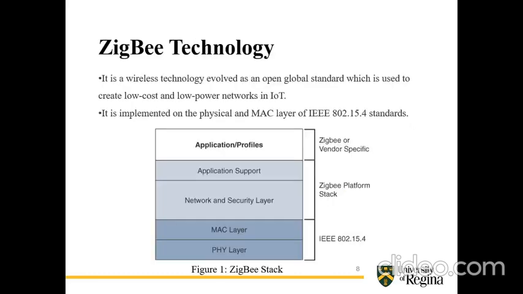Next one is Zigbee technology. It is a wireless technology evolved as an open global standard which is used to create low cost and low power networks in IoT. It is implemented on the physical and MAC layer of IEEE 802.15.4. IEEE is the Institute of Electrical and Electronics Engineers. This is the basic standard for IoT. So this one is the first one when IoT started rising. So IEEE 802.15.4 standard is the basic standard, and Zigbee technology uses the physical and MAC layer of this standard.